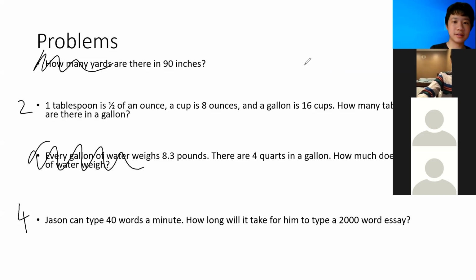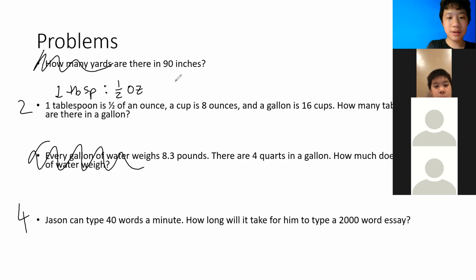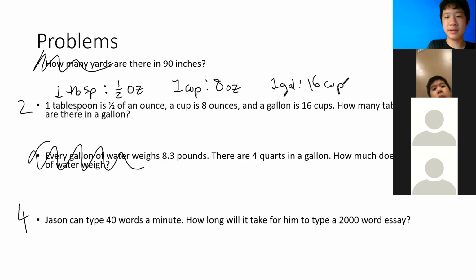Okay, I'm going to explain these now. For the first one, there are a ton of conversions we need to do. So let's first unpack these words and turn them into easier ratios. First of all, 1 tablespoon is proportional to 1/2 ounce. For the second one, 1 cup is proportional to 8 ounces. And 1 gallon is proportional to 16 cups.